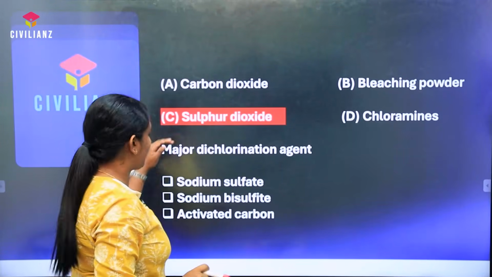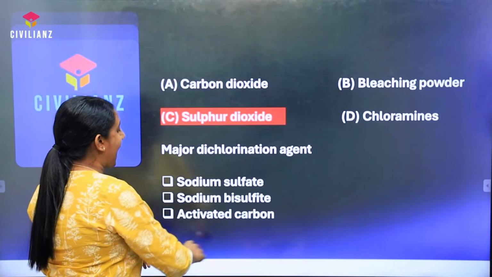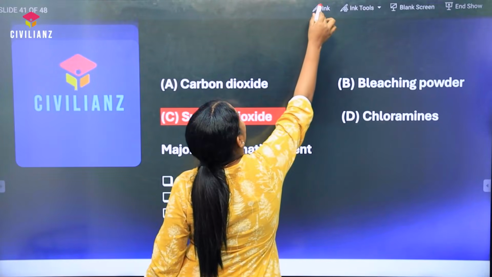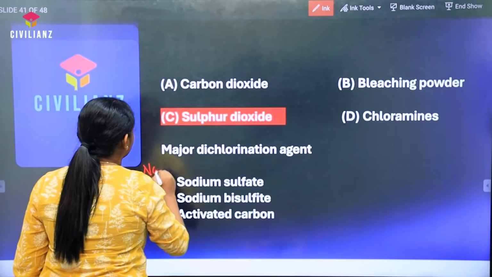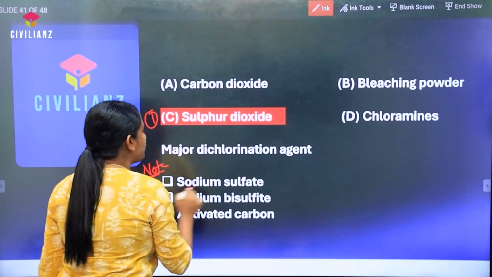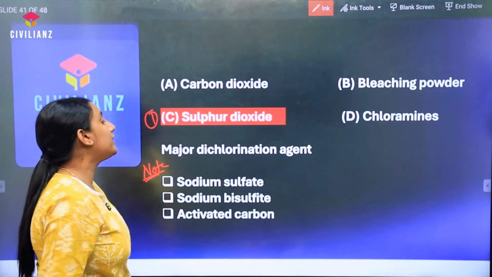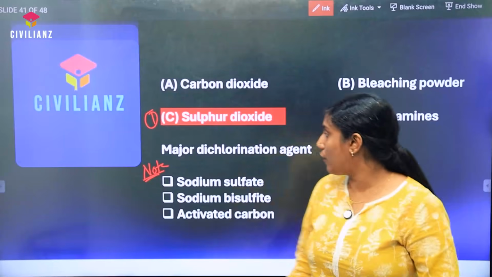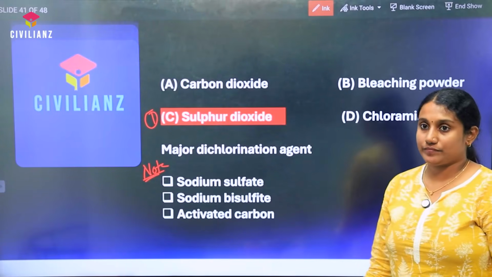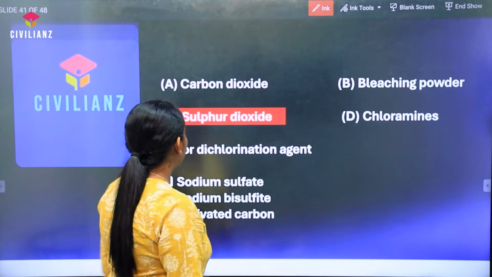Other dechlorination agents are also given here: sodium sulfite, sodium bisulfite, and activated carbon. Please note this point. These four major dechlorination agents are sulfur dioxide, sodium sulfite, sodium bisulfite, and activated carbon. They can remove the chlorine from the water. That is dechlorination. Please note this part.